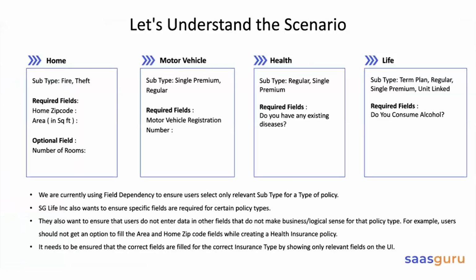The next requirement is, depending on the type of record selected by the user, specific subtypes should be available for selection. For example, if the person is trying to sell home insurance, the subtype should only be fire or theft. If they're selling motor vehicles, the subtype could be single premium or regular. If they are selling health, the subtype could be regular, single premium. For life, it could be term plan, regular, single premium, unit link, etc. So if you're selling home, the subtype should be fire and theft.